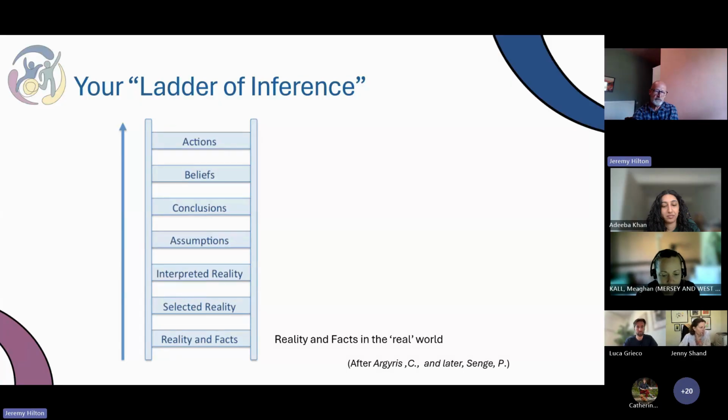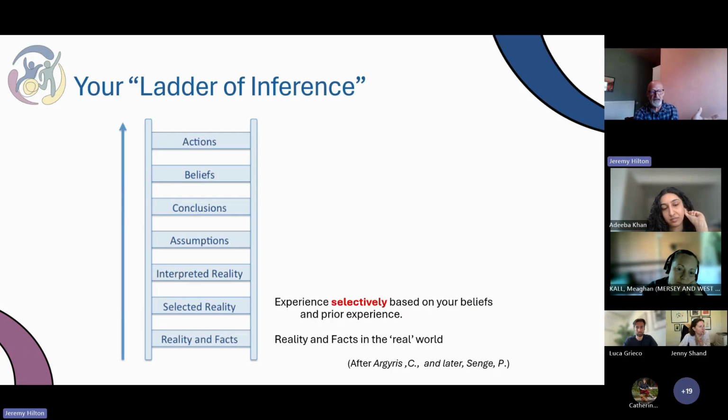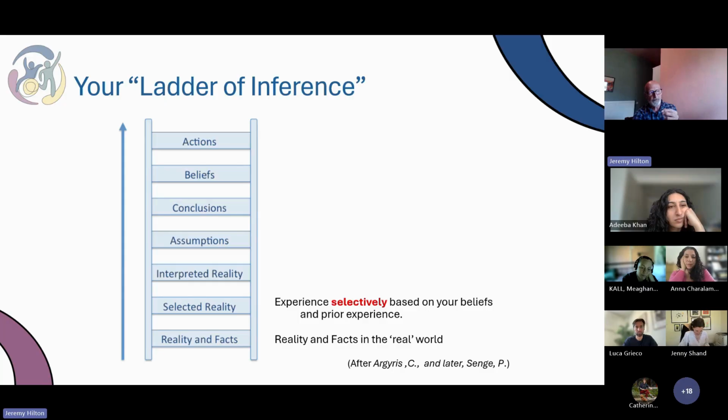So if you look at the real world, the world's going on around us, and there's reality and facts going on there. We look into that. And based upon what interests us, our knowledge and experience and our beliefs, we tend to notice certain things, and we'll experience them selectively based upon those. And our mental models will come into play of how we perceive the reality and facts.